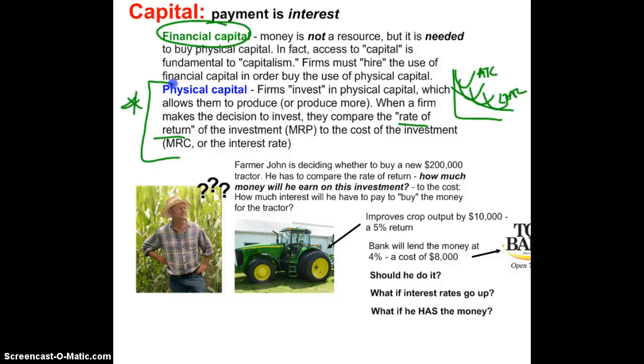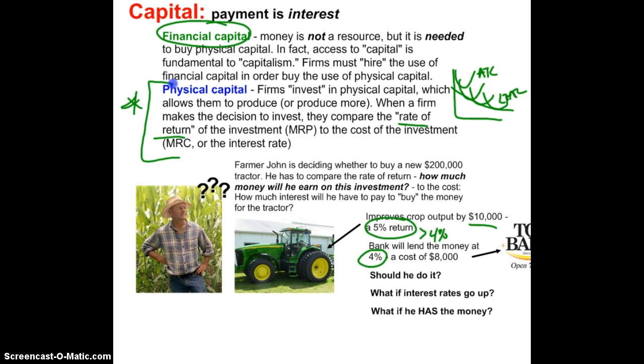So let's say he knows that if he buys the tractor, it will improve his crop output by $10,000 a year. That is a 5% return on his investment. It costs him $8,000 a year, or a rate of 4%, to borrow the money to buy the tractor. So, should he buy the tractor? Yes, because his rate of return, 5%, is greater than the 4% for the money he has to borrow.